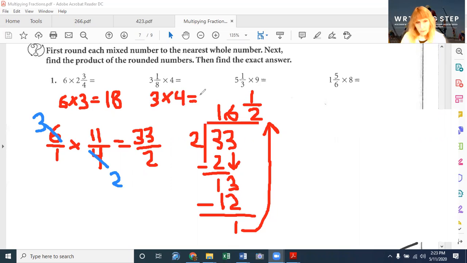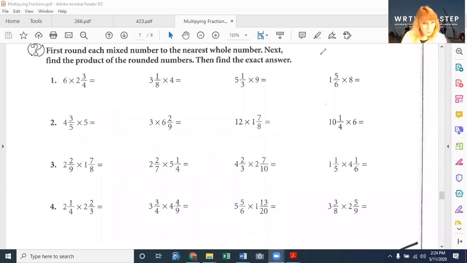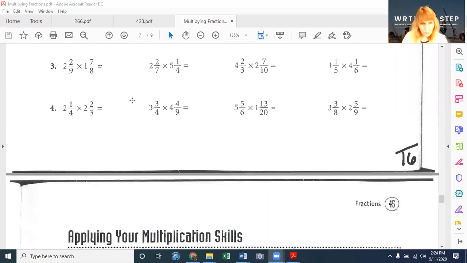So then we would find the exact answer the same way we just found the exact answer for the first one, and then we would compare. So I'll let you try those at home. Let's go on to, if you just go down to row 4, we'll just try this one here. 2 1/4 times 2 2/3.